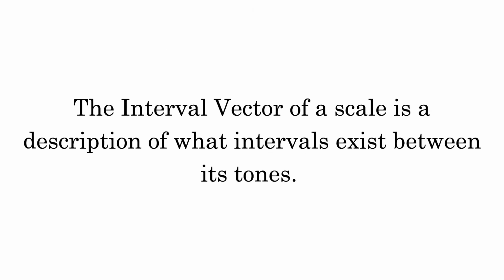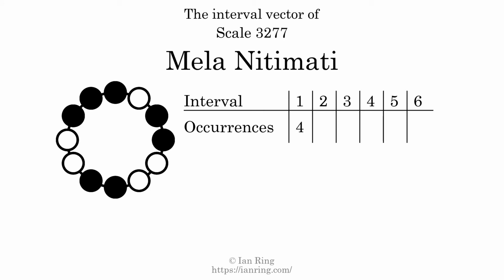The interval vector of a scale is a description of what intervals exist between its tones. There are 4 intervals with the size of 1 semitone. They are here, here, here, and here. There are 2 intervals with the size of 2 semitones. They are here, and here.